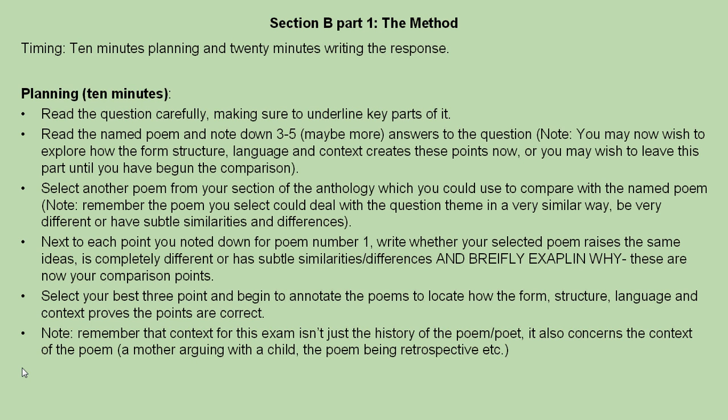Once you've done that, next to each point you noted down for poem number 1, right next to it, note where the poem you've selected deals with this in a similar or a different way, or there's maybe a slight difference or a slight similarity, and briefly explain why. And they're your comparisons. Then select your 3 best points and go back to the poems. Now start to find the form, structure and language, do the analysis around the poem which you can use in your actual essay. And remember that context for this exam isn't just the history, as we said already, it concerns what's happening within the poem.